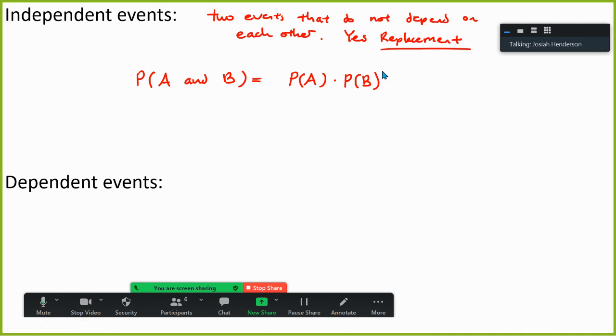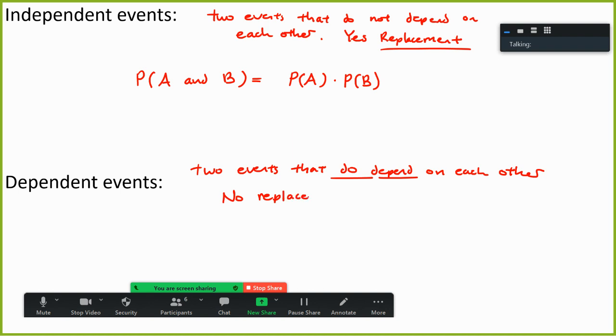But if we have a case where one event does depend on the other, then those are dependent events. So below, two events that do depend on each other. No replacing. So in a case like the marbles, we kept the marble. We did not replace it.